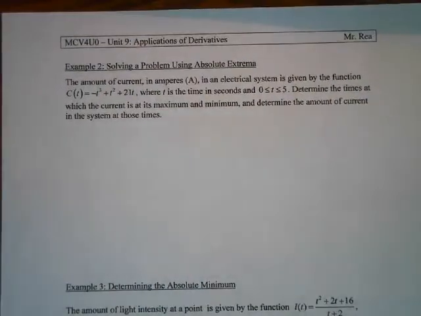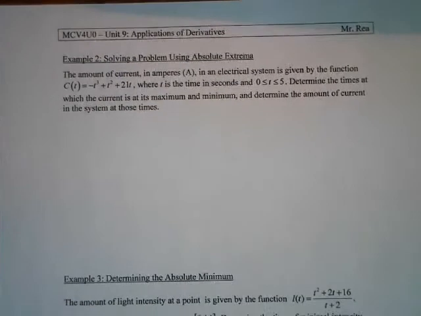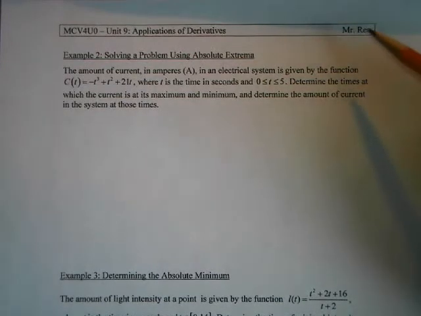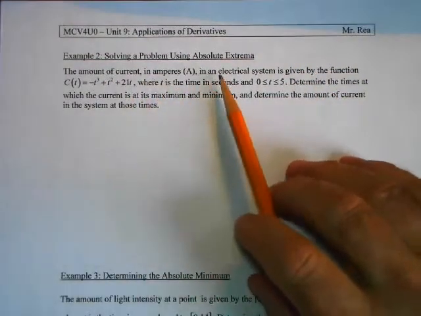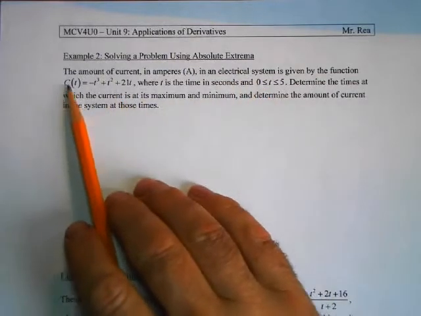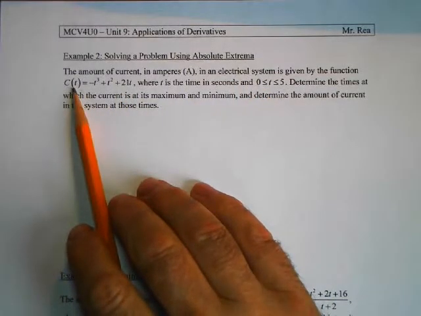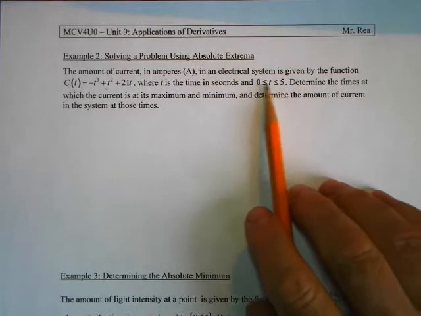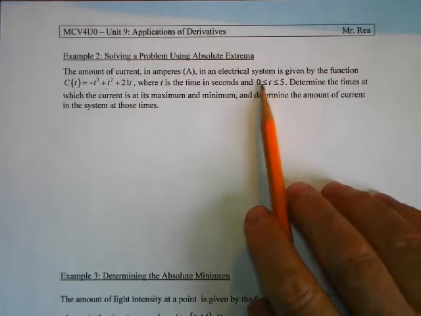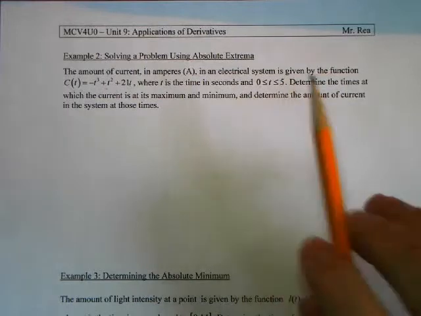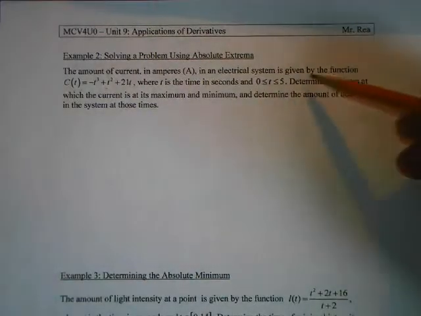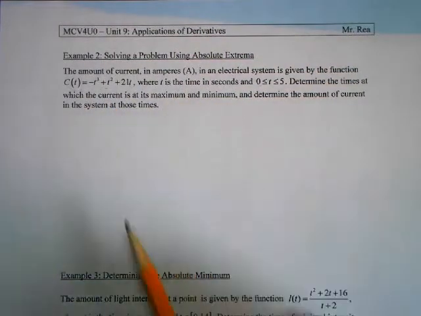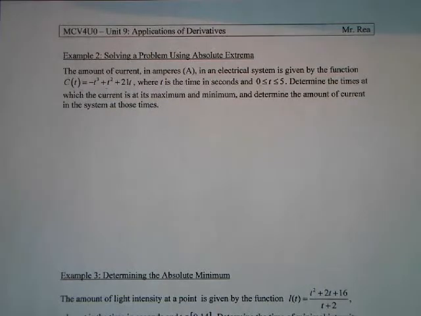All right, now here's a word problem, but it's really not that difficult to read through. The amount of current in amps in an electrical system is given by the function c of t, so that's the amperage based on the time in seconds. You get a cubic here, where t is the time in seconds, and we're interested in the time between 0 and 5 seconds. So the first 5 seconds it's turned on. We want to know, well, actually you don't know what we want to know yet. Determine the times at which the current is at its maximum and minimum, and determine the amount of current in the system at those times.